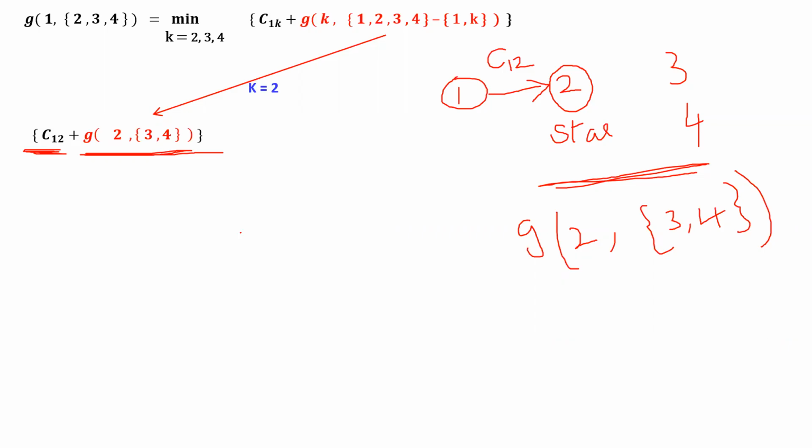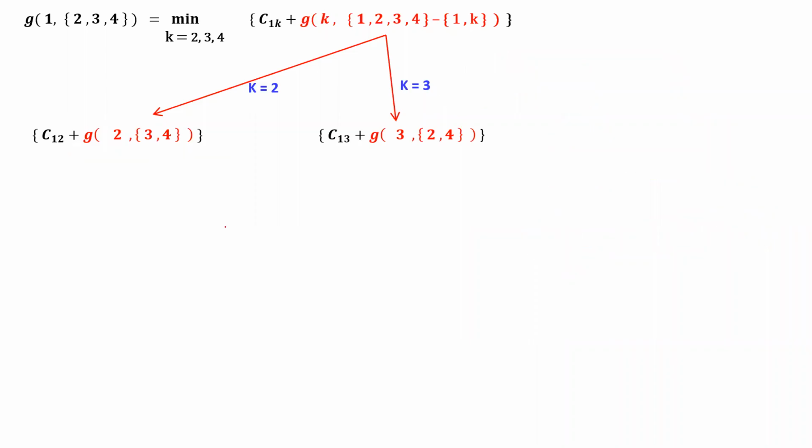Now, k I have replaced with 2. There is another possible value for k. After visiting city number 1, I can visit city number 3. That possibility is also there. So after visiting city number 1, I may decide to visit city number 3 next.